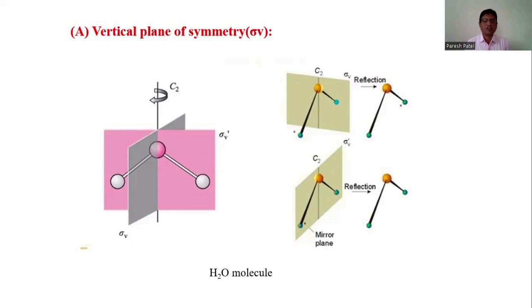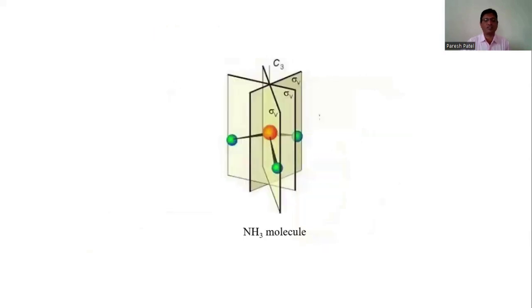So we have to remember that if we operate the sigma V YZ plane, it changes the position of the hydrogens, but if we operate sigma V XZ, there is no change in the position of the hydrogens. So this is the first example of the vertical plane of symmetry. This is the ammonia molecule, and we know that the shape of the ammonia molecule is pyramidal.